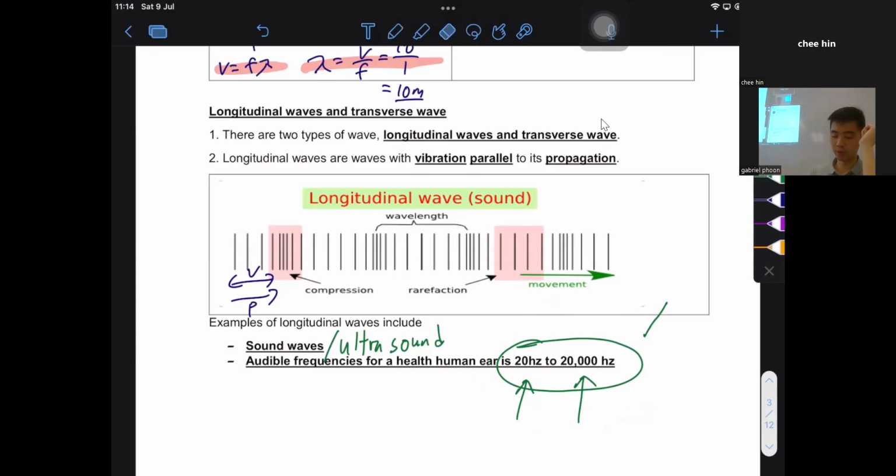Okay, so this is also a very important number, guys. The audible frequency is from 20 to 20,000 hertz. A very, very important number. For sure it will be asked in your IGCSEs, either in your paper 2 or your paper 4. So you must know this.